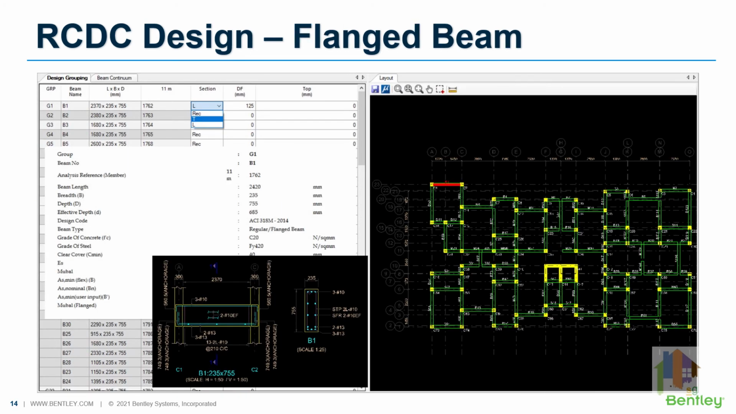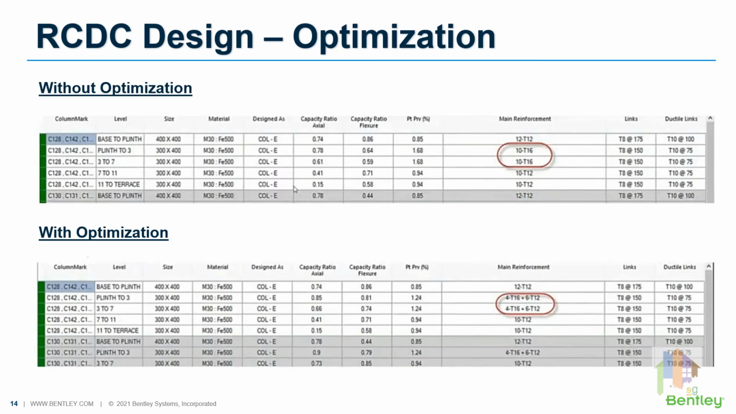For beam sections, you can design a primary or secondary beam as a flanged beam. The contribution of the slab is considered during beam design if you design it as a flanged beam. The slab area is automatically determined based on the geometry and code provisions. And not only is the design performed, RCDC also optimizes the results to find a more economic reinforcement arrangement. For example, without optimization, same bar size is provided, whereas after optimization, program finds out the optimum bar arrangement with multiple sized bar combinations, which produces more economic design.